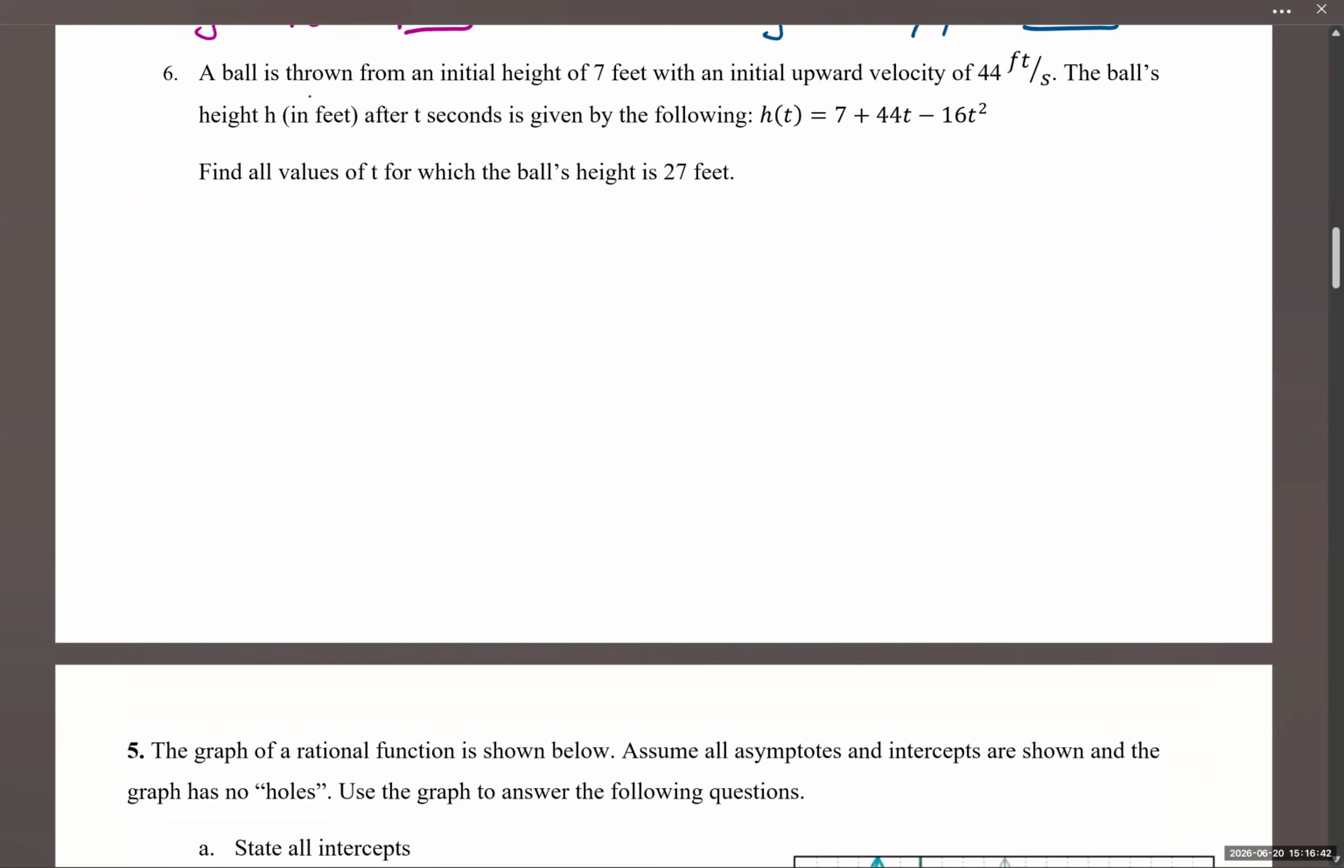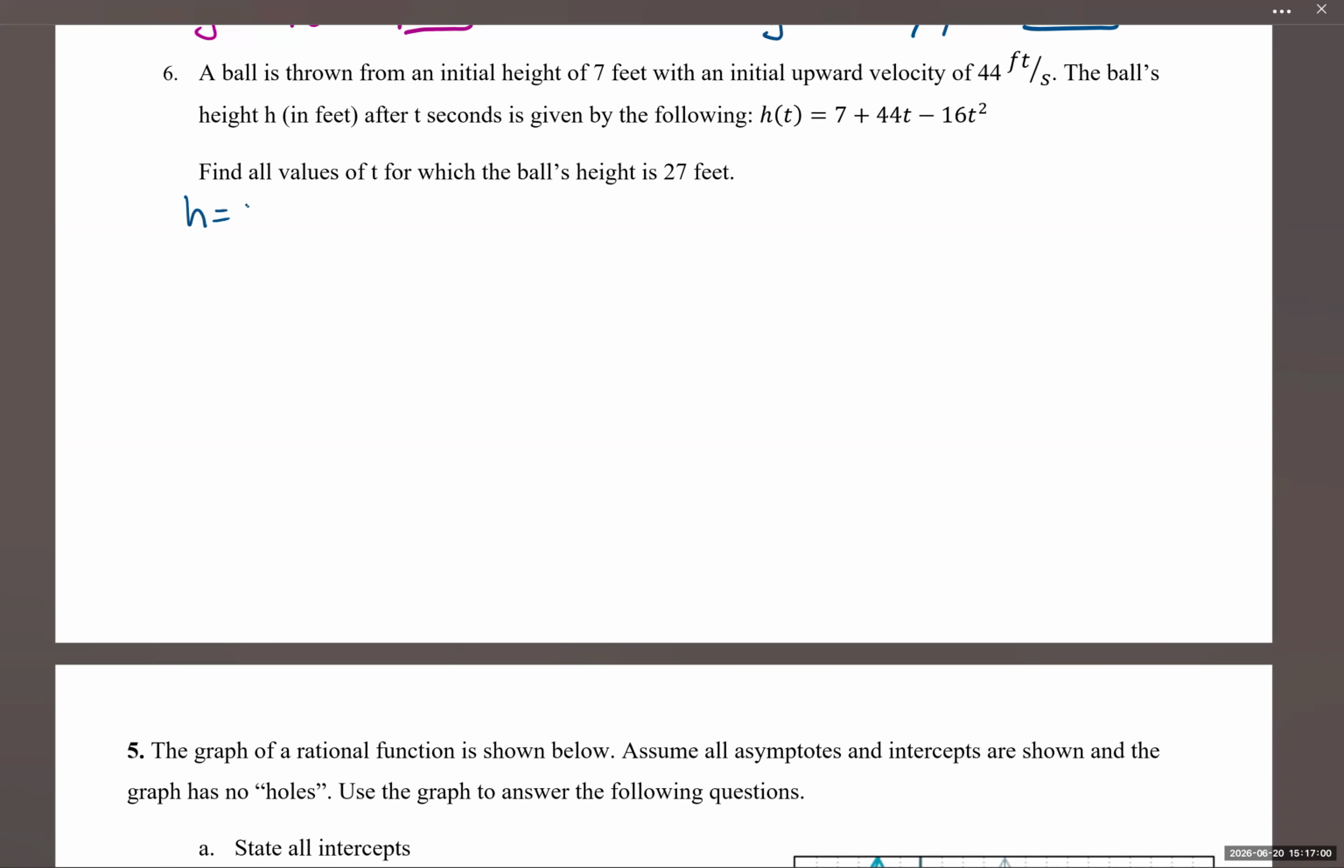Okay, an applied problem. A ball is thrown from an initial height of 7 feet with an initial upward velocity of 44 feet per second. The ball's height in feet after t seconds is given by the following equation. Find all the values of t for which the ball's height is 27 feet.